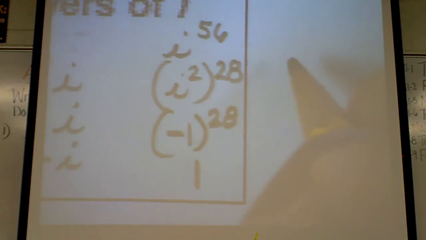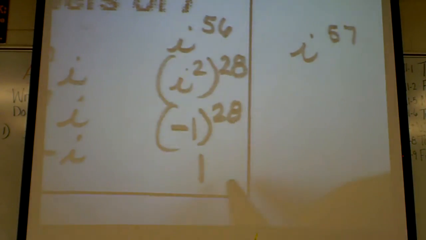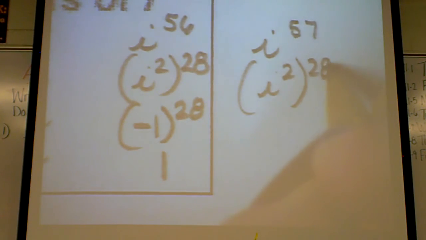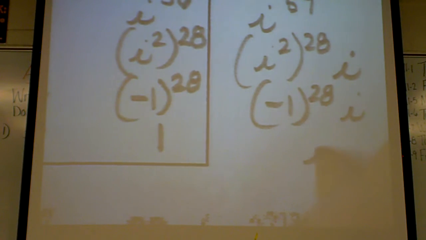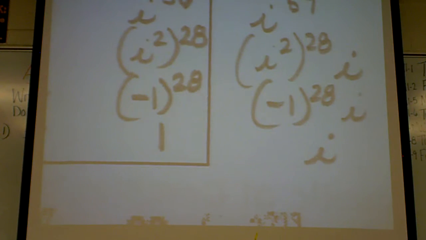And what do you think i to the 57th power would be? What's the next number? You have i squared 28 times, and then an i left over. So it's negative 1 to an even power, which is a 1, so this is going to be an i. So it's either i, negative i, 1, or negative 1.